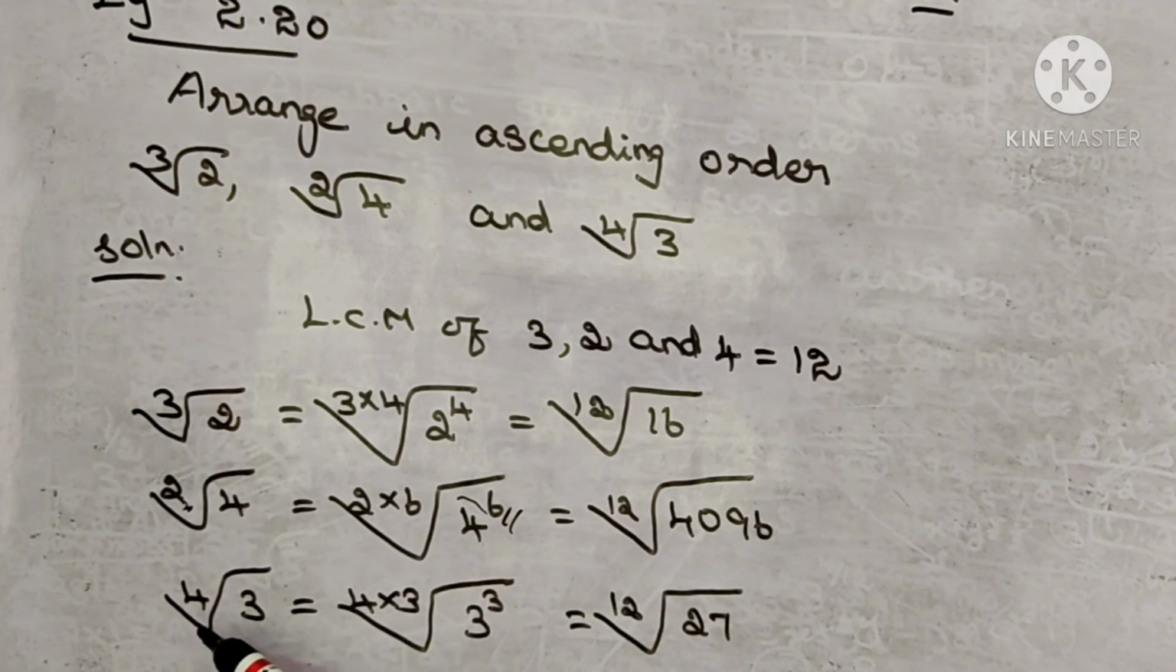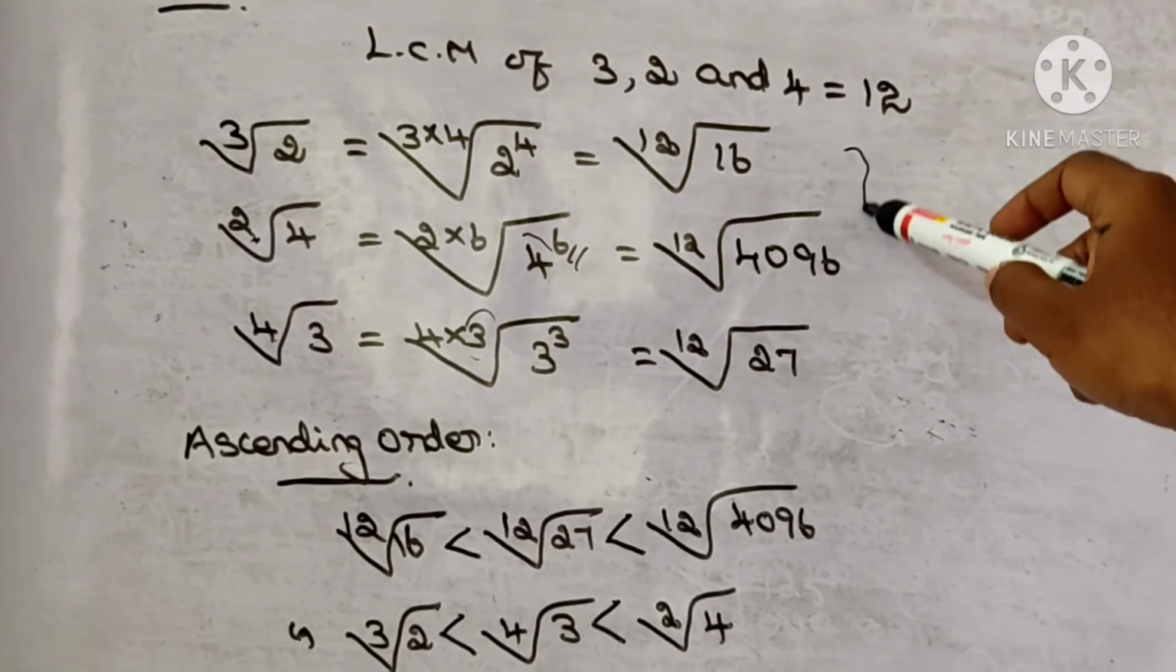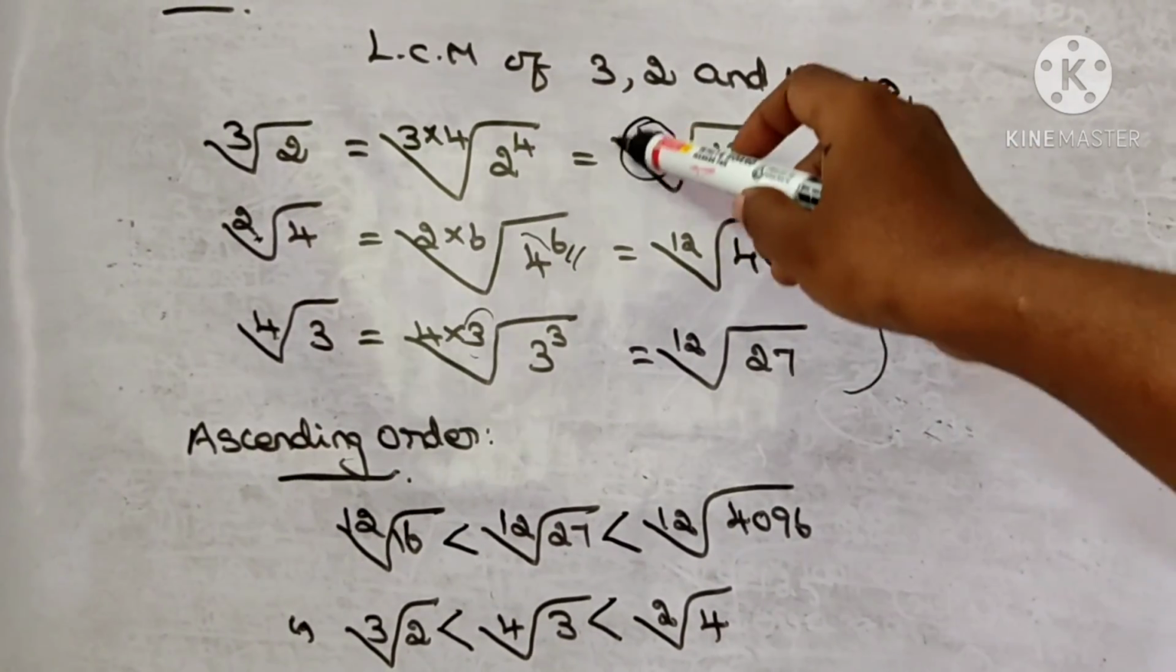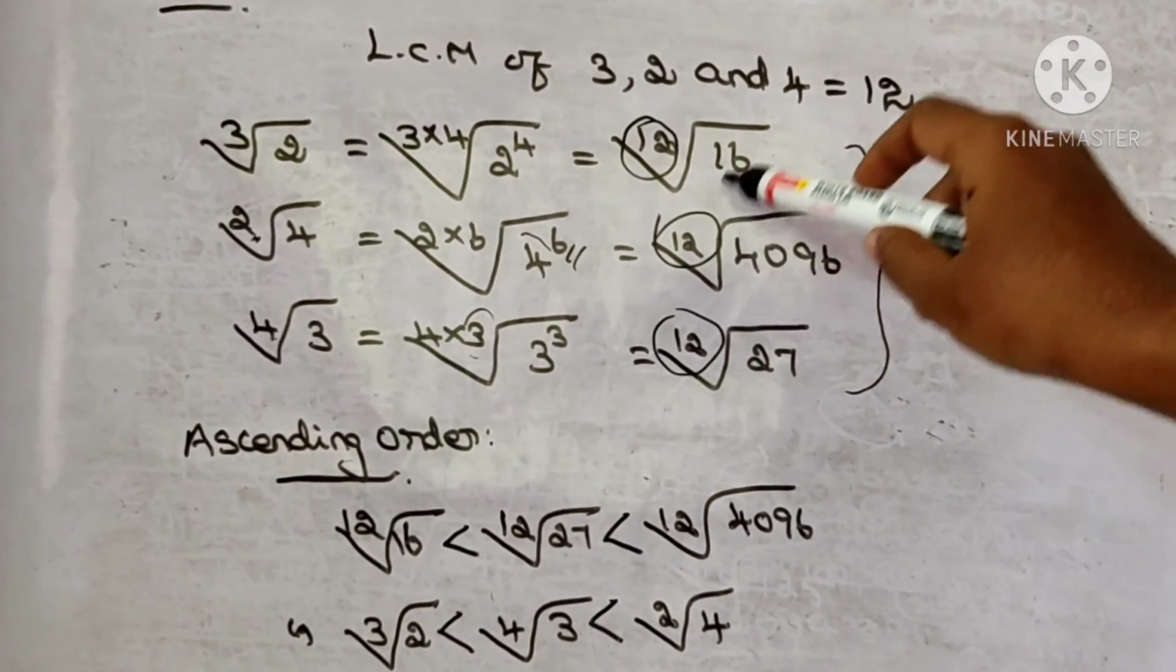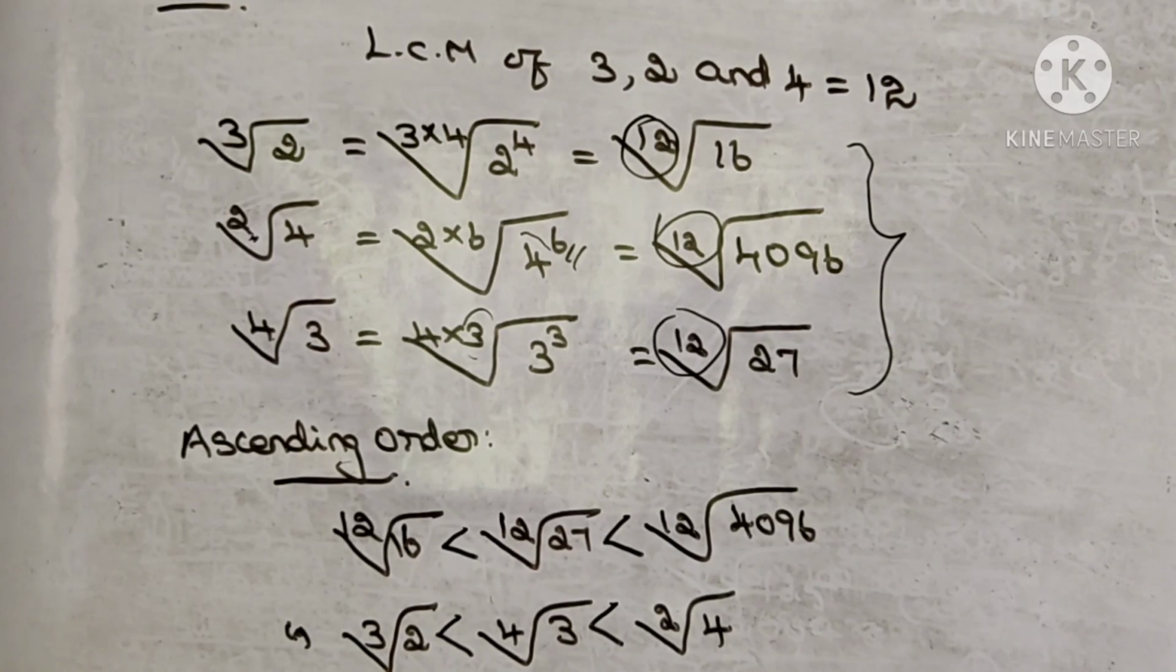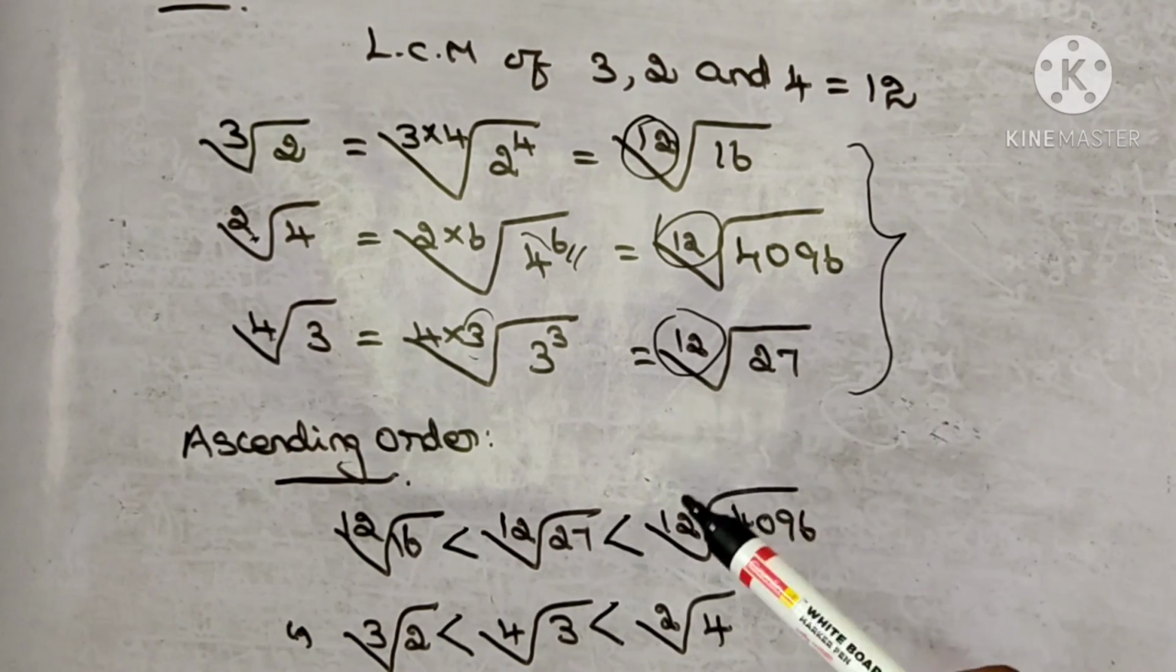The next term is the 4th root of 3. Here it is the 4th root, but we want 12, so you multiply 4 by 3. If you multiply the index by 3, then you should raise the number inside to the power 3 also. Then 3 cubed is 3 into 3 into 3, you get 27. Now check the surds: all the orders are 12, 12, 12, so these are equiradical surds.